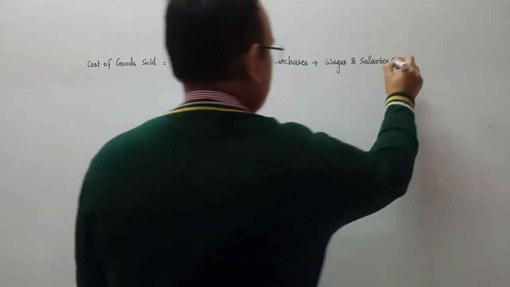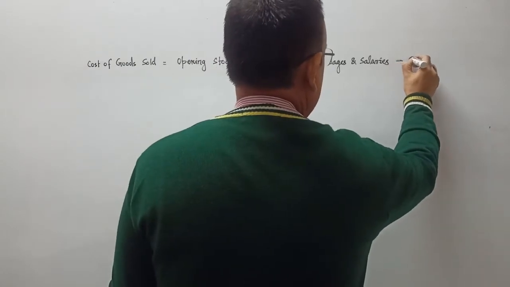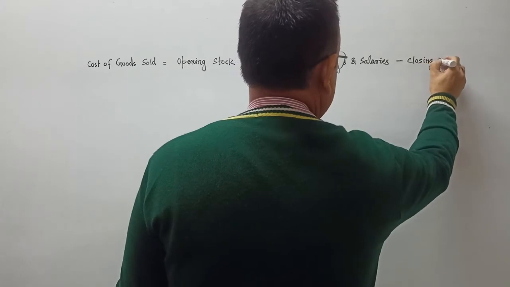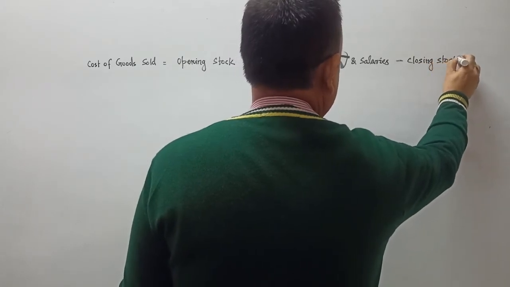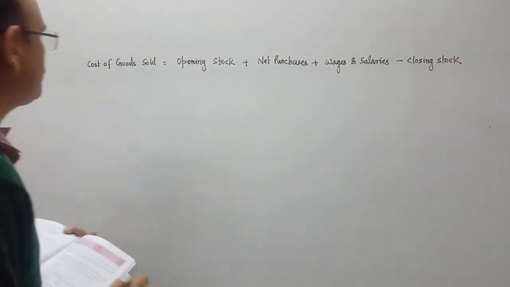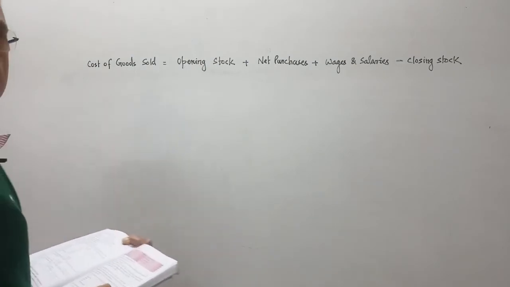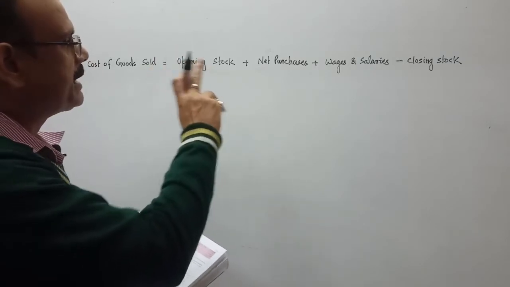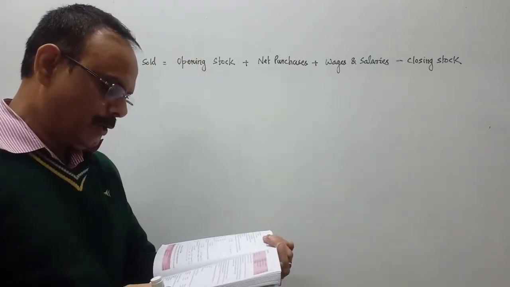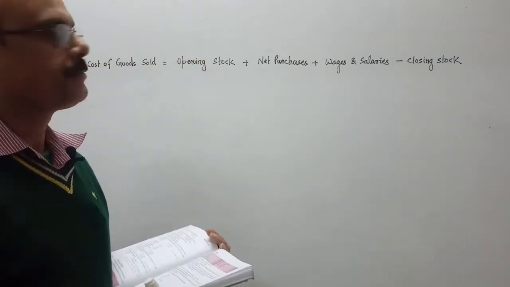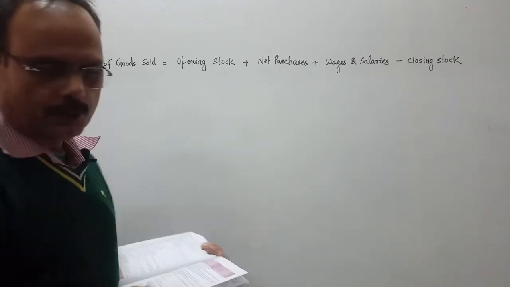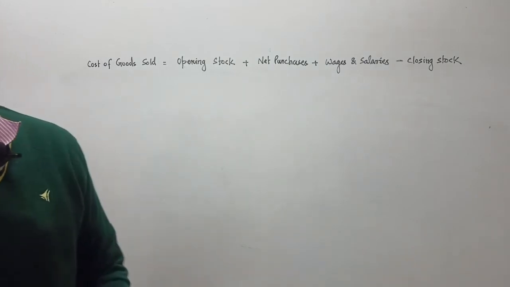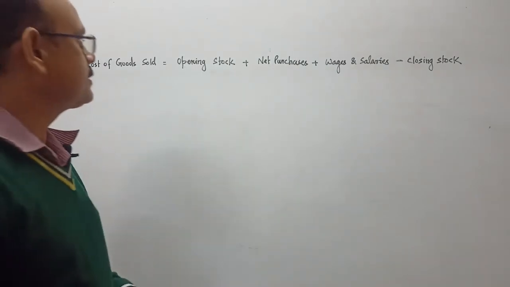Minus closing stock. So cost of goods sold is equal to opening stock plus net purchase plus all direct expenses, which in this question is only wages and salary, minus closing stock. Now you do the additions.